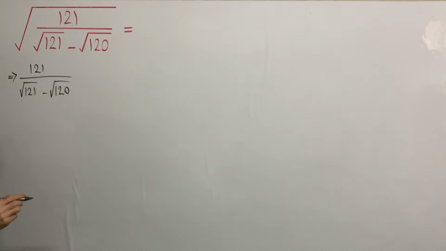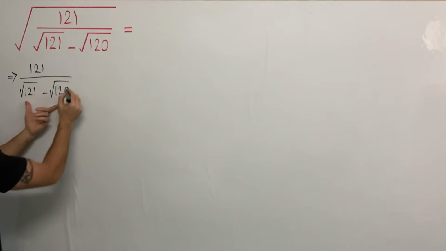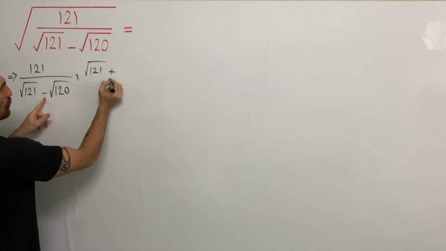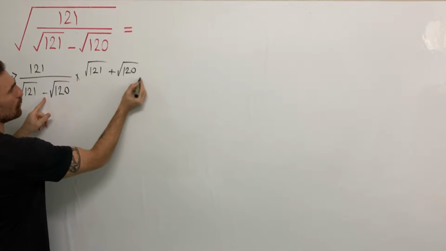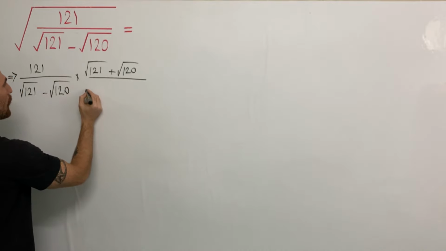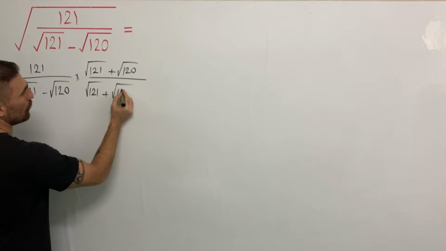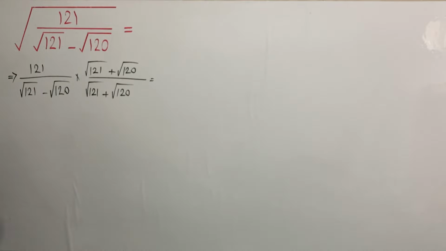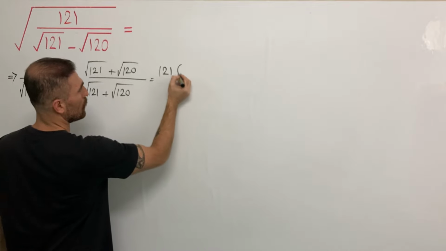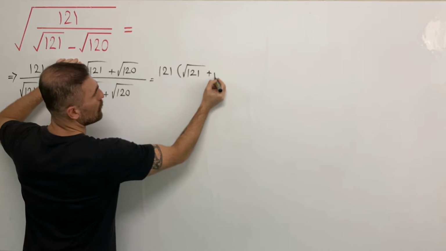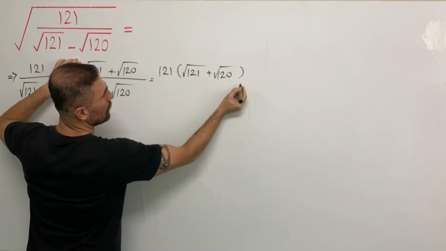To continue the solution, I'm going to multiply both top and bottom by the conjugate of the denominator, which means square root of 121 changes to plus square root of 120. Exactly this one as denominator: square root of 121 plus square root of 120. Let's see, what do we have? 121 times this. It is going to be 121 times square root of 121 plus square root of 120.